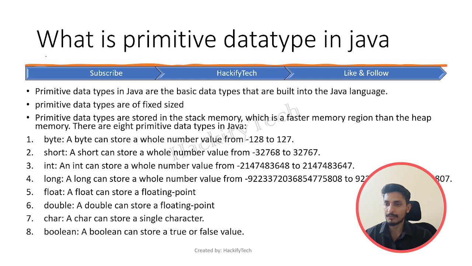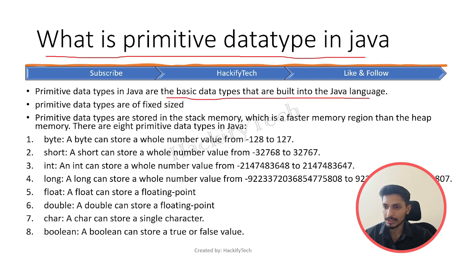The next question we have is, what is a primitive data type in Java? Primitive data types in Java are the basic data types that are built into the Java language. They are of fixed size. Assume we have a byte. A byte can only store a number between minus 128 and plus 127, which means it is of fixed size. We can't store 130 in a byte variable. Primitive data types are stored in stack memory, which is a faster memory region than the heap memory.